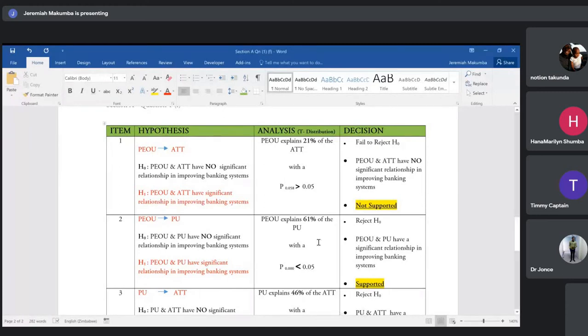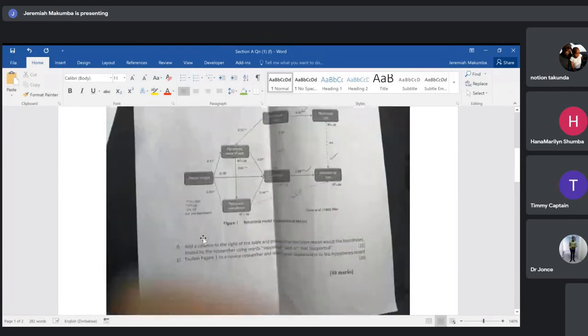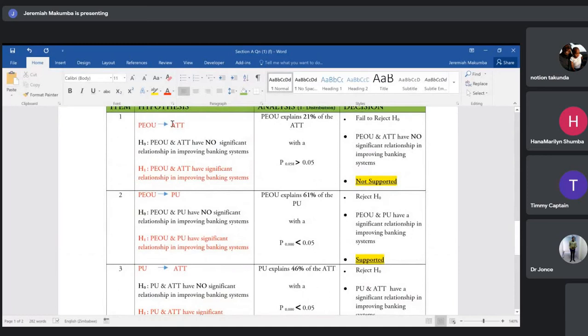So the ones shown in the first column of the table of non-standardized coefficients, the column written hypothesis, we have treated as the null hypothesis. Sorry, not as null, as the alternative hypothesis. So we don't have an H naught here. On each and every aspect, we are treating each as an alternative hypothesis. These are the ones which we've put in red.